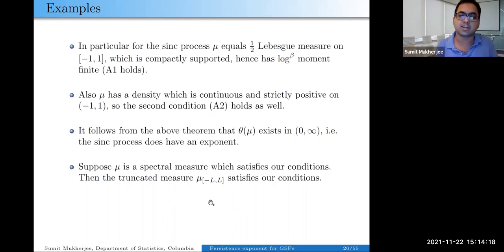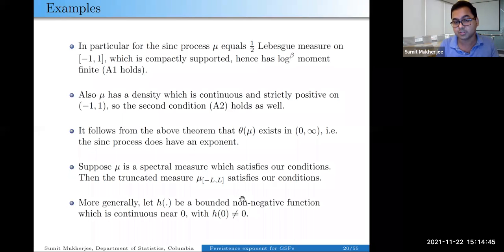So truncated measures also satisfy our conditions. Of course, if you start with the sine process and truncate, you get a smaller sine process. But if you start with a measure with non-negative correlations and truncate, the truncated measure will not have non-negative correlation. So now you have a vast set of examples just by this truncation operation. That's one way to construct examples.